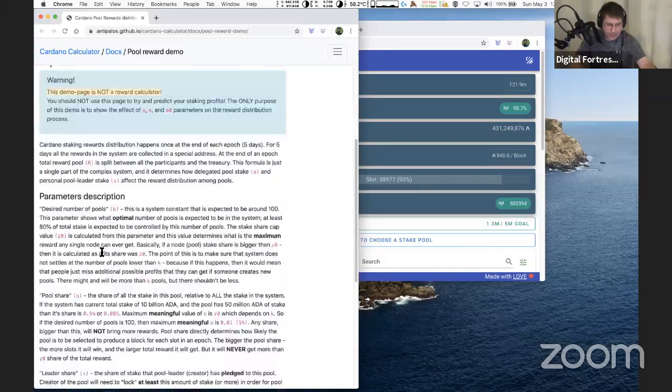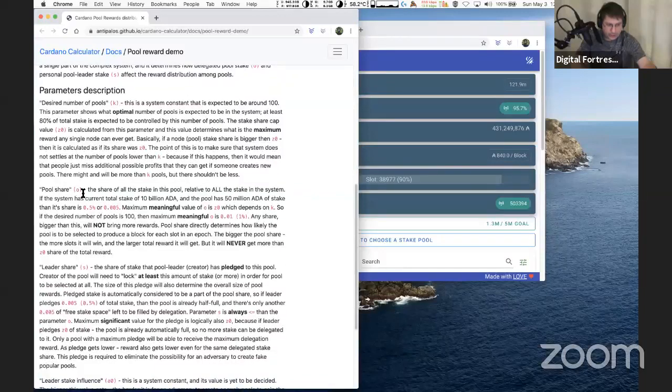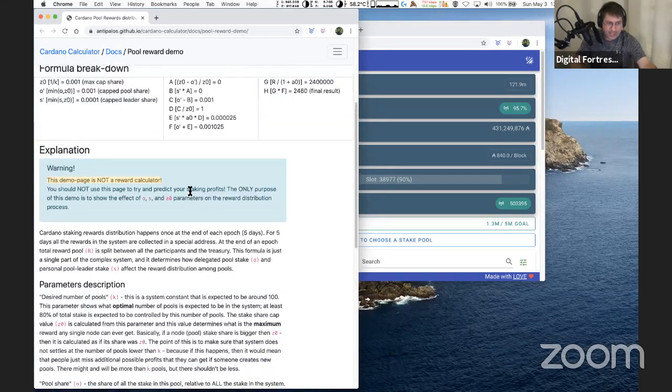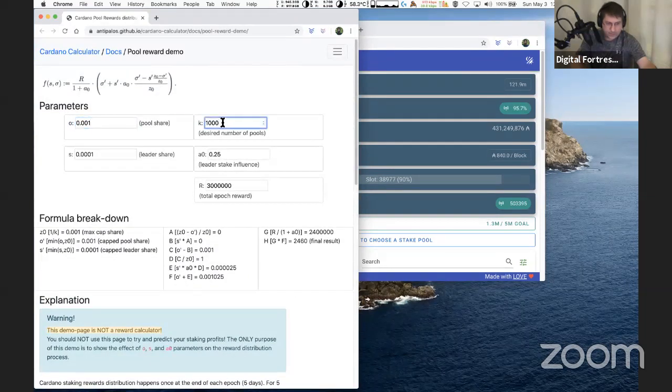You come down here and read O. Pool share, O, the share of all the stake in this pool. So if K equals 1,000 and my pool reaches saturation, that's how I understand it. If I'm wrong, correct me if I'm wrong, you know how I am. Then that O equals 0.001 if K equals 1,000 and my pool saturates.